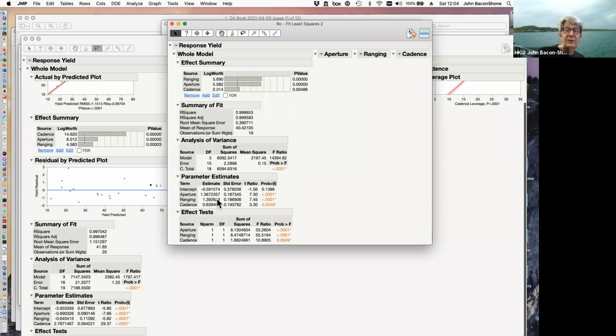So this changes my model from one where cadence is positive, aperture and ranging are negative, to where all three are positive. So that one data point has a radical effect on my fitted model, right? These were significant at 0.01%, but removing that one data point flips those completely. So that's rather disturbing, right? That one data point has such a big effect. So how can we understand this?